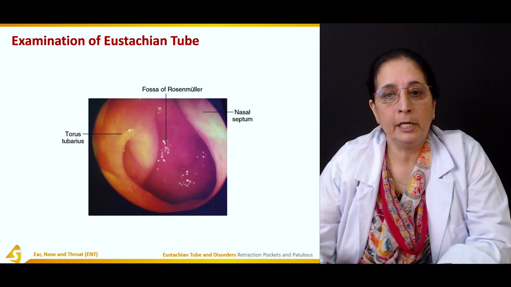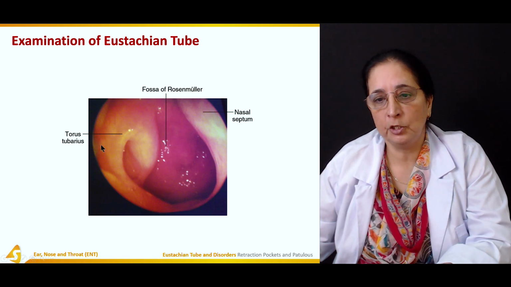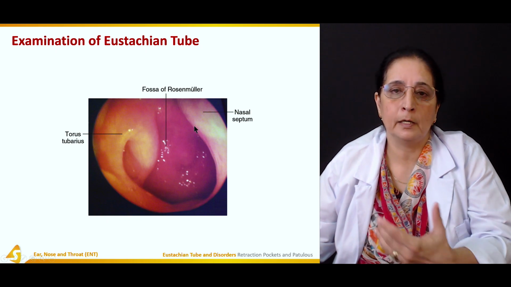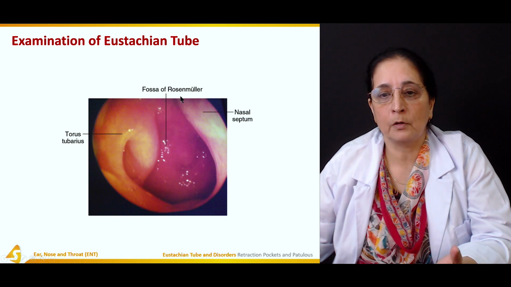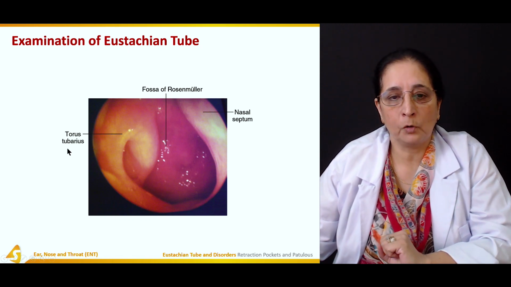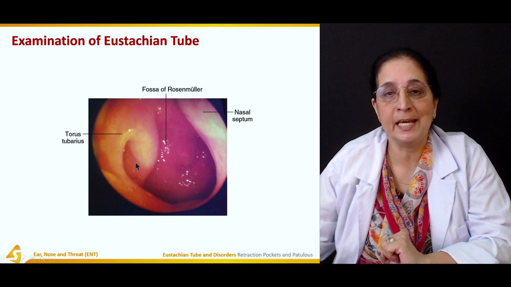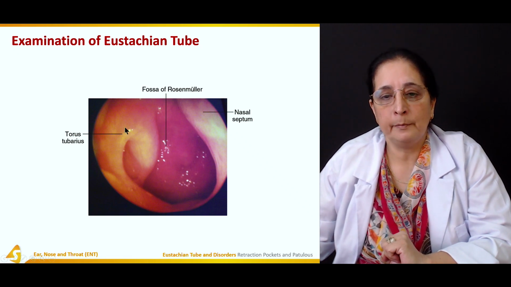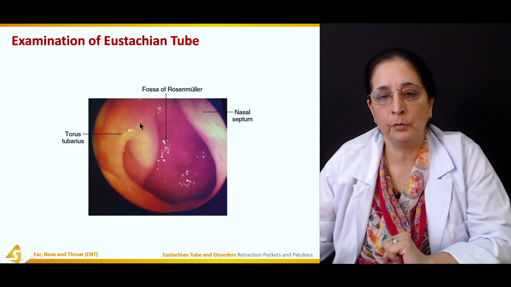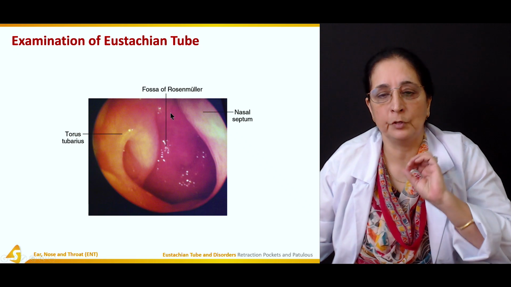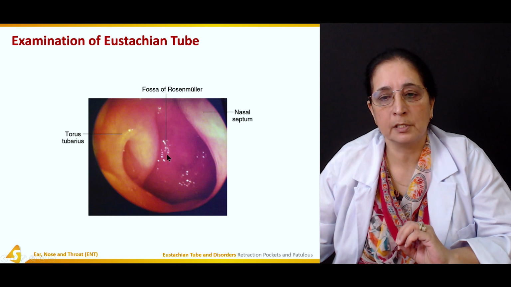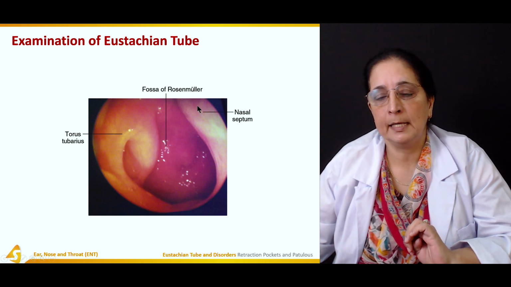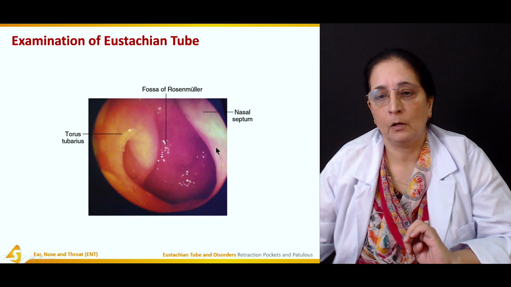Then the examination of the Eustachian tube, that's what you find on examination. This is the fossa of Rosenmuller. Then we have torus tubarius. This is the raised end on the medial side, torus tubarius. And this fossa is the pitted portion on the medial side of the torus tubarius, and then we have the nasal septum along with this.